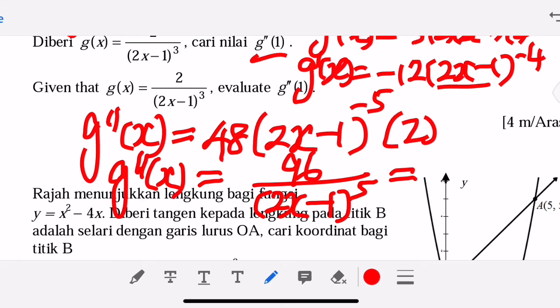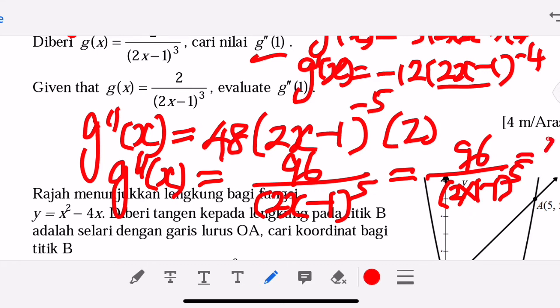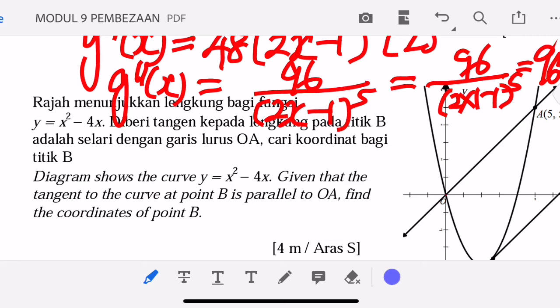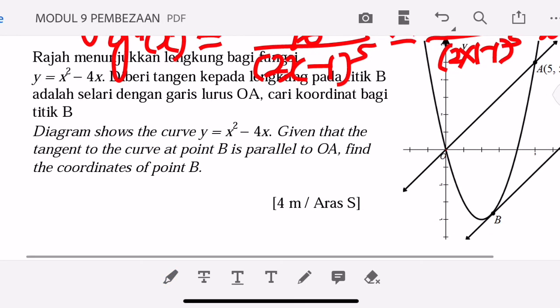So if you substitute 1, you will get 2 times 1 minus 1. So you will get 96, right? Because it's 96 over 1 to the power of 5, which is 1. So 96 over 1 is actually 96. Now let's see question number 9.